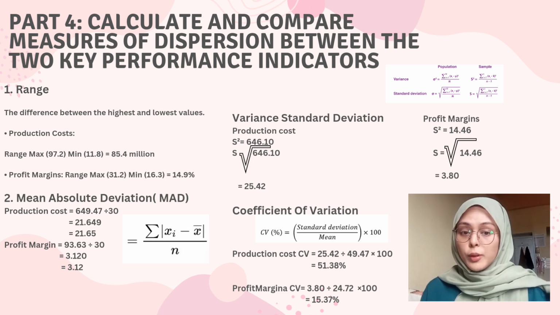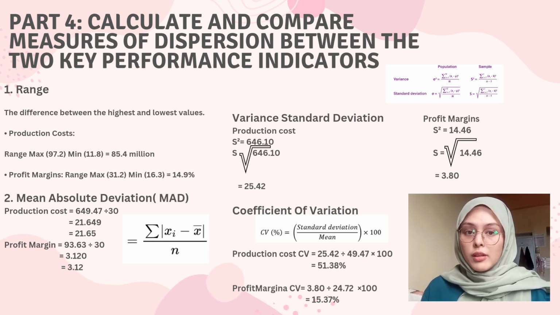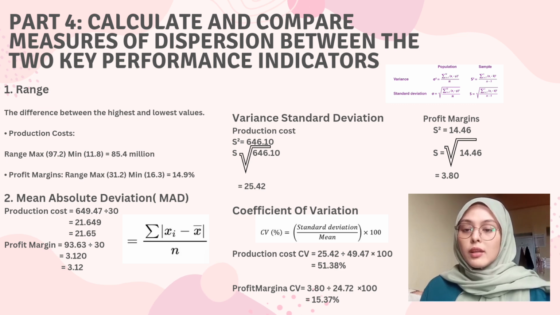That is for the production cost. For the profit margins, we do the same thing, and we will get 14.46. We will square root it and then we will get 3.8 for the final answer.